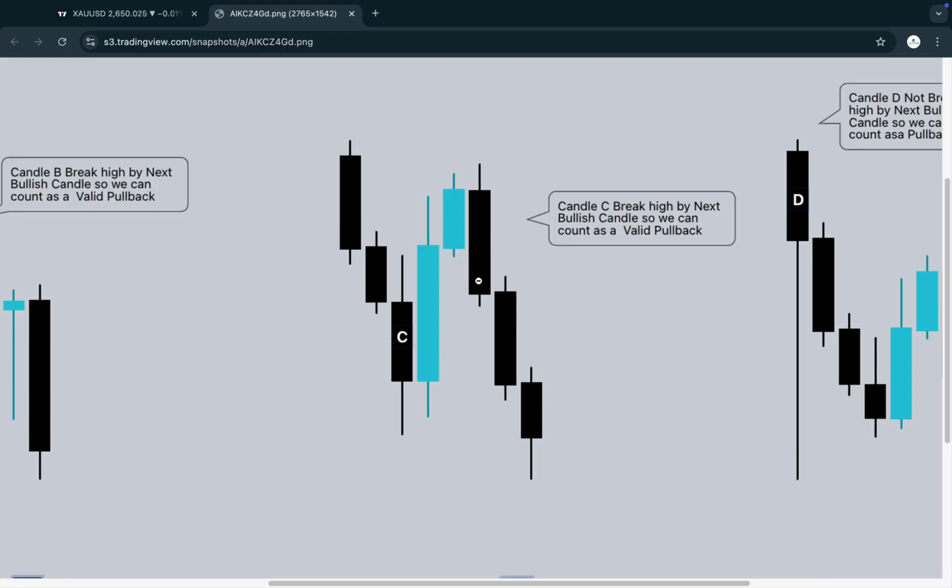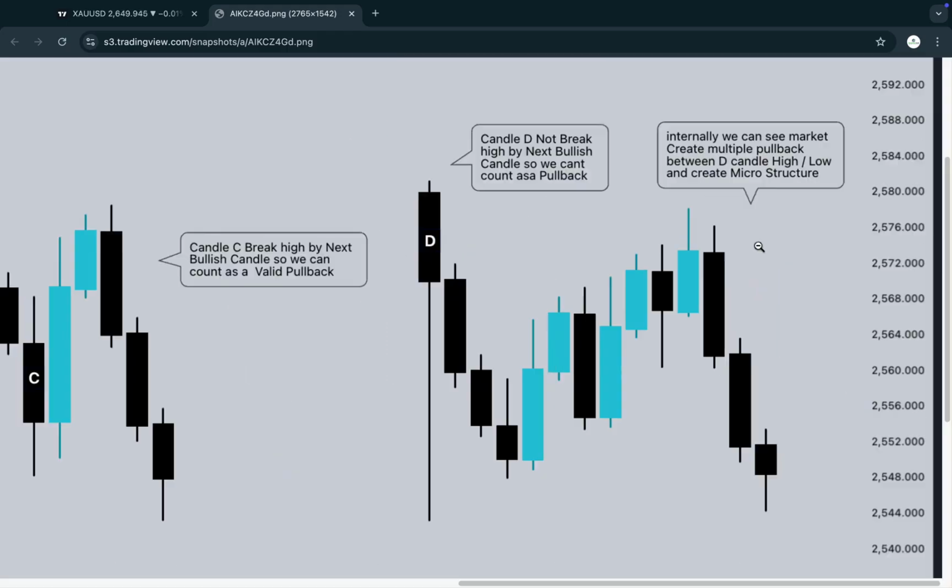Okay, let's switch to the next diagram, diagram D. In this diagram, we can see this is our D candle and it is a very large candle. This type of move you will generally see during news and fundamentals. This type of spike happens in both bullish and bearish markets. So this is a very large candlestick.